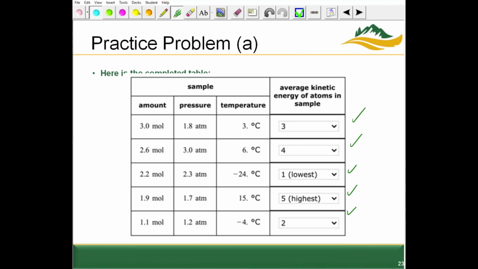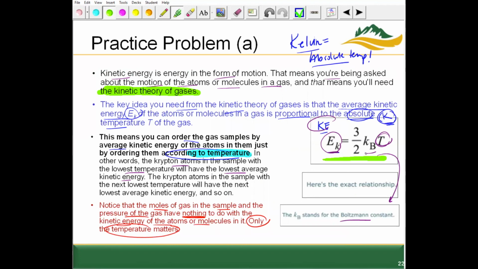Again, what we needed for this question is to think about our kinetic molecular theory of gases, which tells us that the kinetic energy of gases and temperature are directly proportional. As one increases, the other increases. As one decreases, the other decreases. So just using temperature values to tell us how we can rank their average kinetic energy. You do not need to worry about solving an equation like this or plugging things in, just recognizing the connection between kinetic energy and temperature.